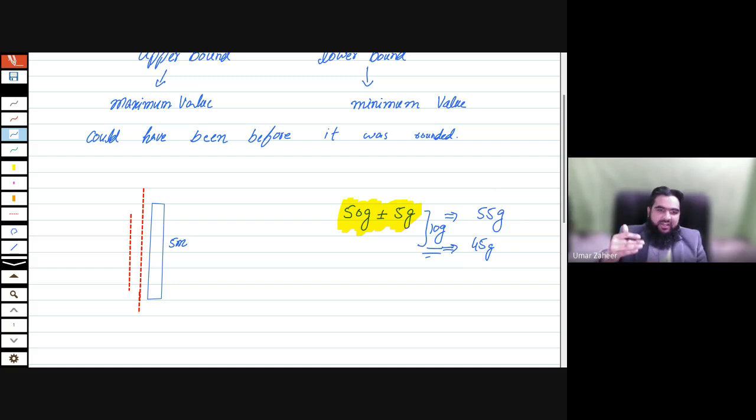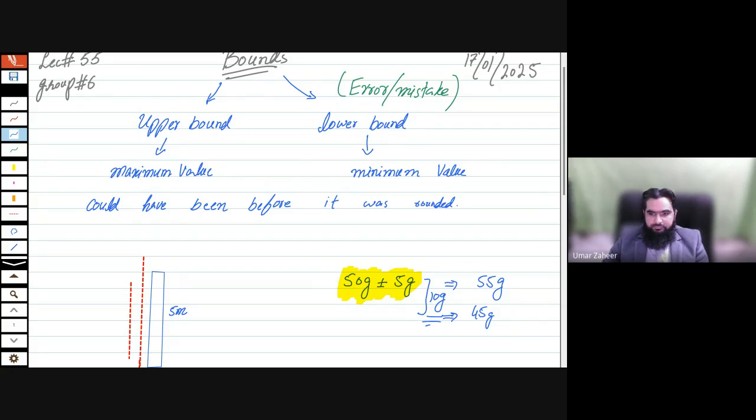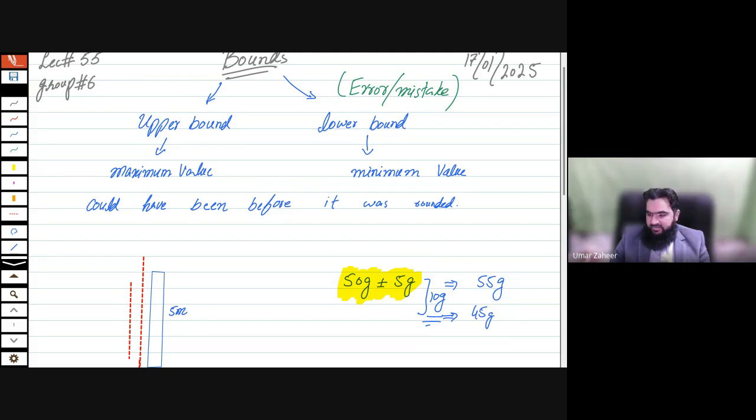The maximum value that you can get in the packet, that is your upper bound, and the minimum value that you can get in the packet, that is your lower bound. Yes, everyone, is it clear? Yes, Yasir, Shayan, Iman, any question up to here?